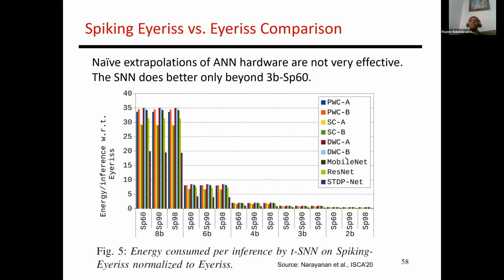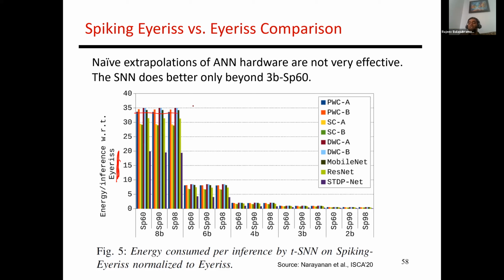And so if you just take a baseline ANN accelerator like Eyeriss, and you just convert it into a naive spiking implementation, it actually gives you a much higher overhead. And it's mostly because of this temporal component, right? So you'll see over here that relative to Eyeriss, the energy per inference is much higher. It's about 30x less efficient.